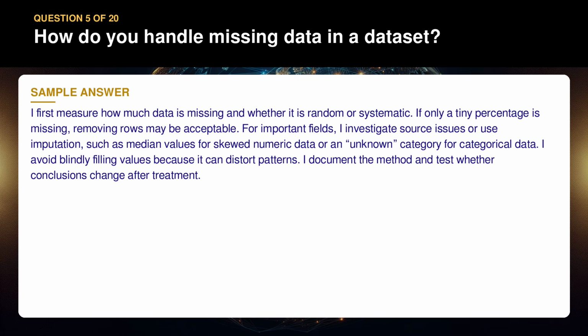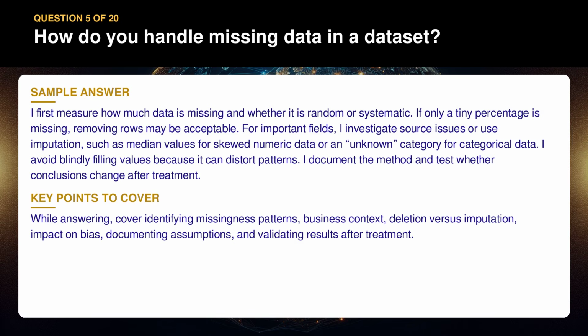If only a tiny percentage is missing, removing rows may be acceptable. For important fields, I investigate source issues or use imputation, such as median values for skewed numeric data, or an unknown category for categorical data. I avoid blindly filling values because it can distort patterns. I document the method and test whether conclusions change after treatment.